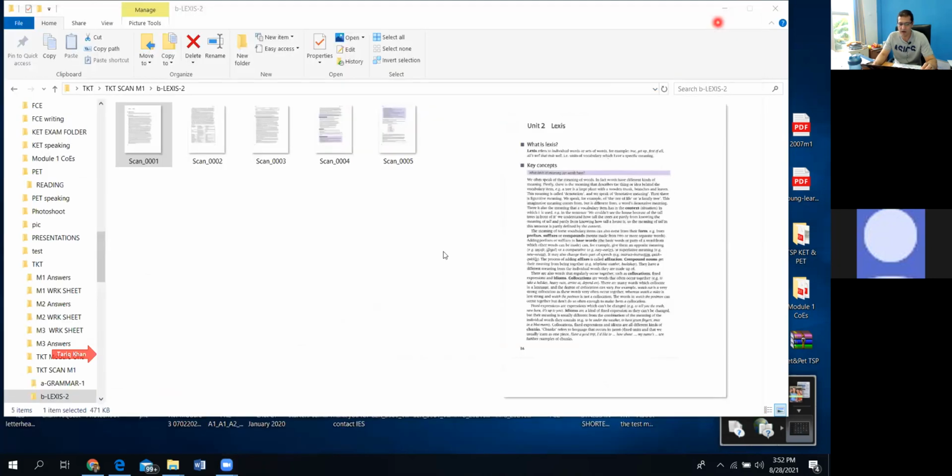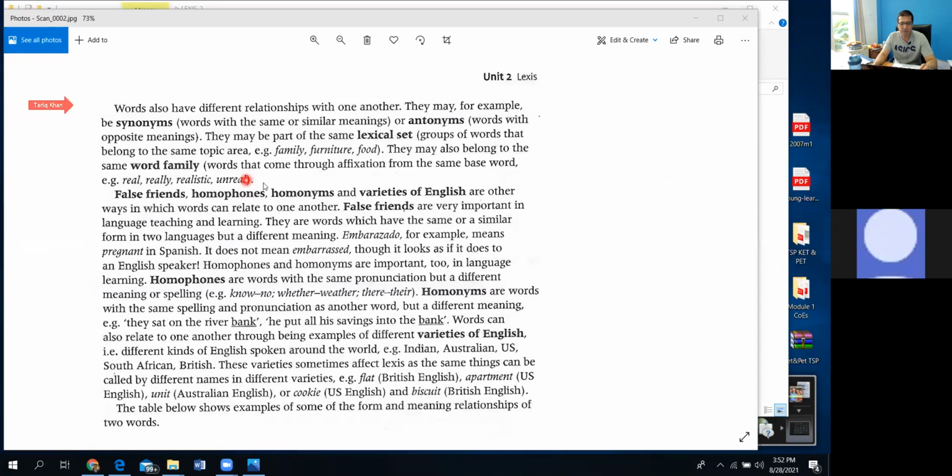All right, so now we will go to the next page and further talk about how we make meanings of the words in different ways. Now here you see, words also have different relationships with one another.